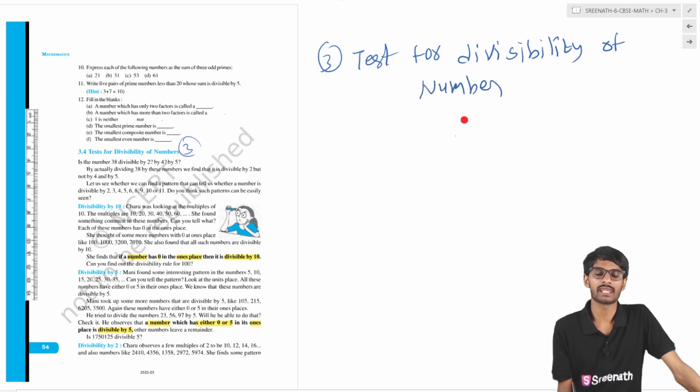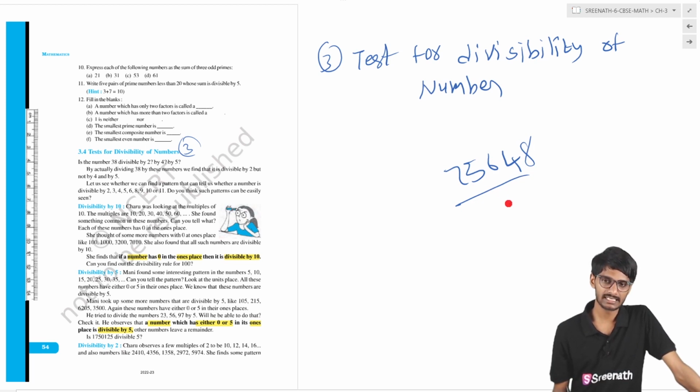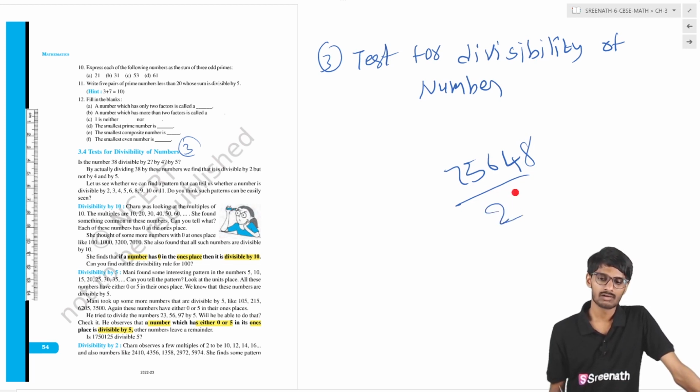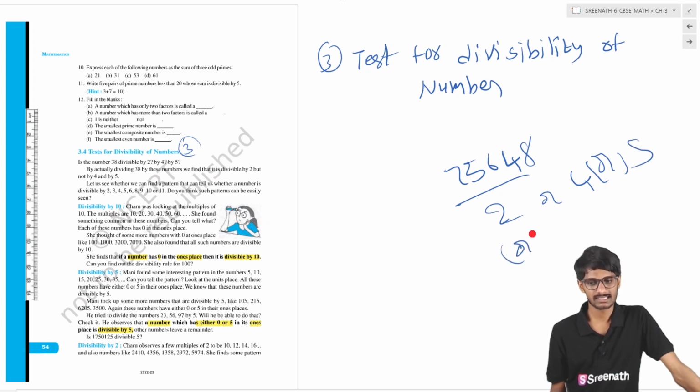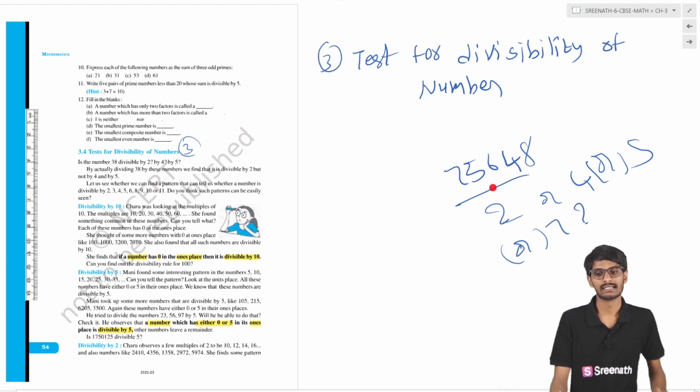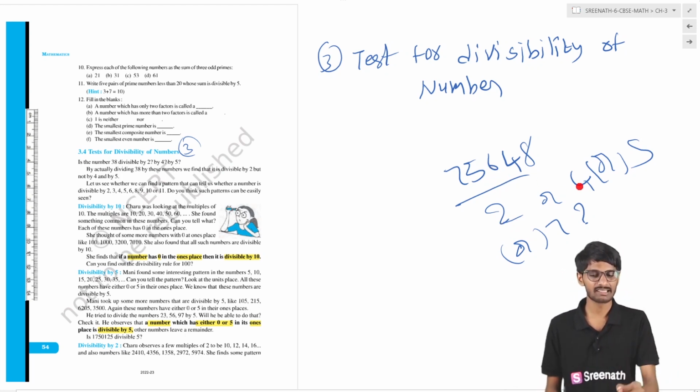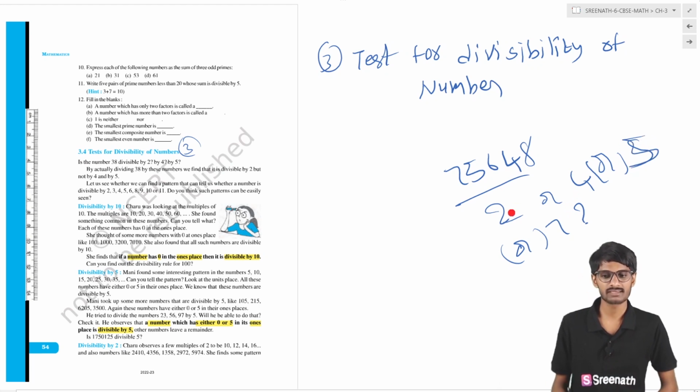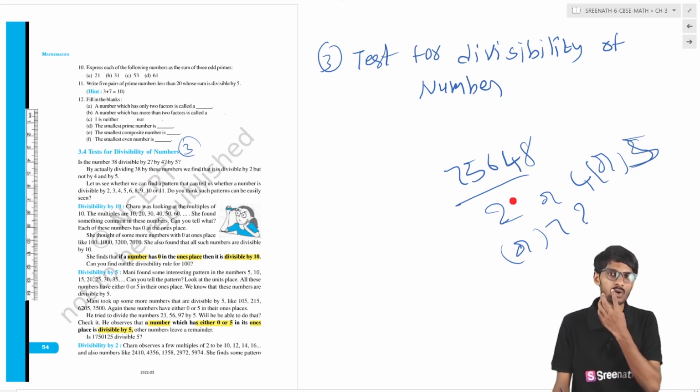So if I give you a number like 75,648, I will ask you a question: is it divisible by 2, or by 4, or by 5, or by 7? Then what is your answer? I give you a number and ask whether it is divisible by 2, or by 4, or by 5 or not. Then how can you answer?